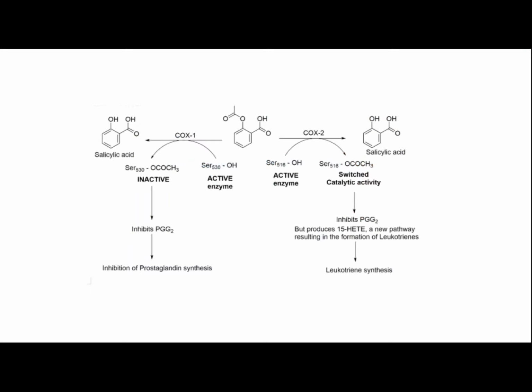So by looking at it, you have the structure of the salicylic acid, the aspirin in the middle, and the other salicylic acid, and then COX-1 and COX-2 on respective sites. So you have the enzymes that are active and inactive on both sides, and on COX-1, the breakdown leads to the inhibition of the prostaglandin synthesis, which is what helps make aspirin an anti-inflammatory medication.